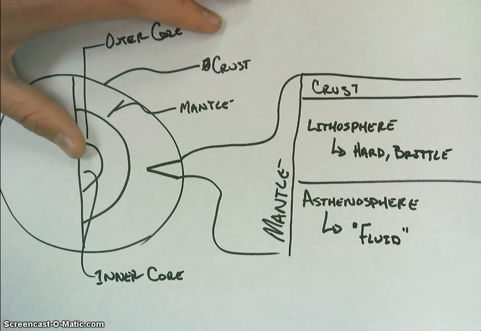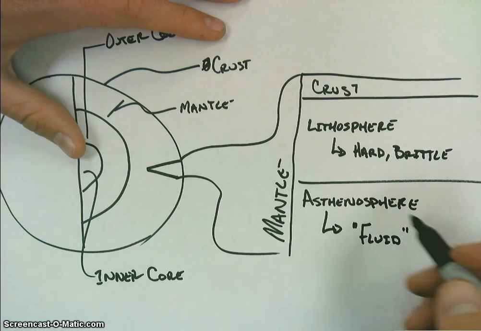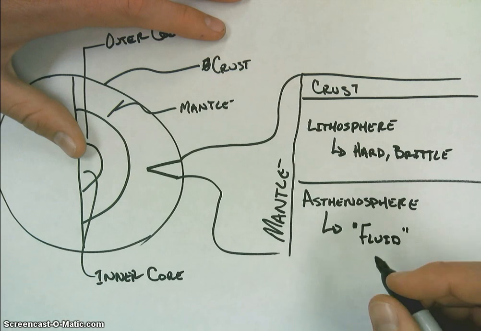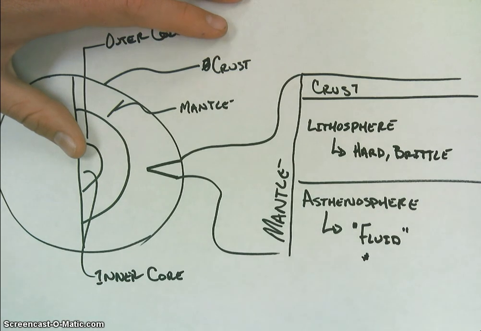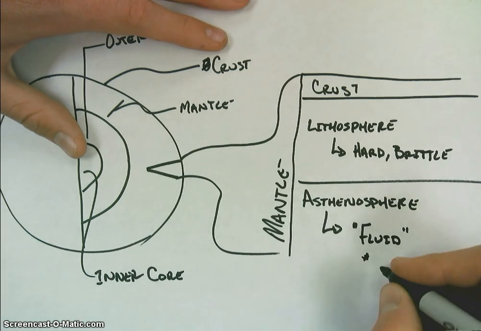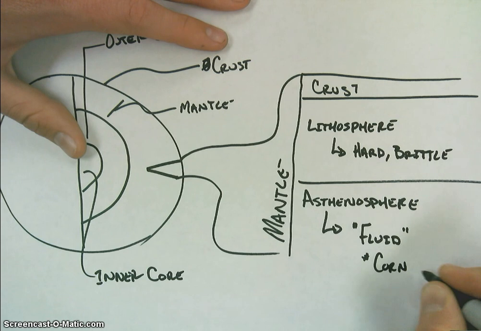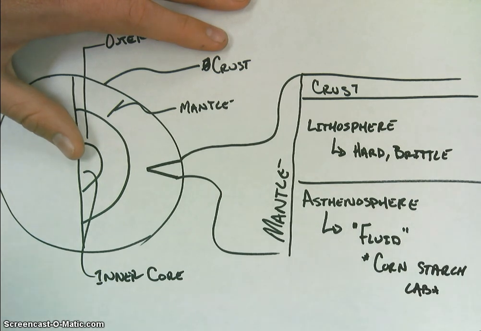Now, when we come back, you guys are going to actually go through a lab with cornstarch and water, and you're going to learn how an object can be like a fluid. So I'm going to write this down, and this is going to make sense more after Monday or after Tuesday. Okay, so we're going to talk about how the asthenosphere is a fluid like the cornstarch lab.